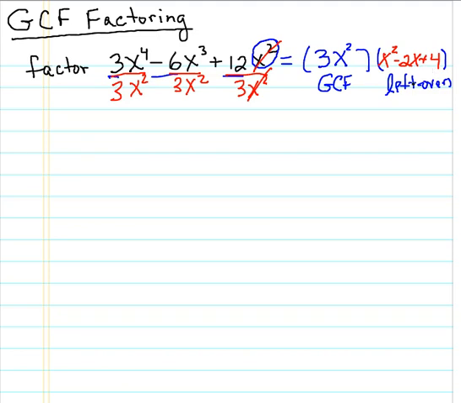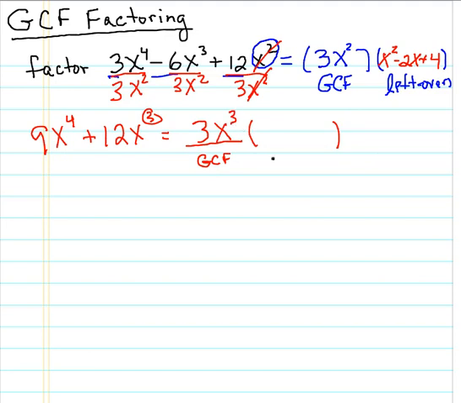Let's try a second one. Let's assume the original polynomial was 9x to the fourth plus 12x cubed. So let's factor that. Again, we're going to figure out the GCF and our leftovers. Okay, so we look at the 9 and the 12. The biggest number that divides into both of those is again a 3. And our smallest exponent is an x cubed, so our GCF is 3x cubed.